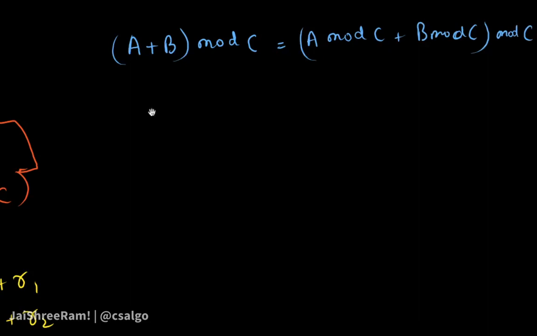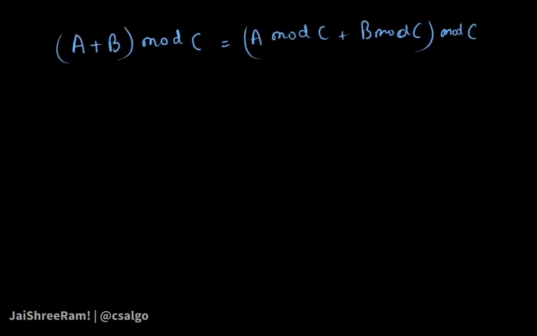Okay, so this is like a first property. We can write this as (A modulo C plus B modulo C) whole modulo C. So you first find the remainder of A from C and B with C, then add those remainders and again take a modulo C. What this claims is that these two numbers would come out to be the same number. Now why is that? This is pretty simple.